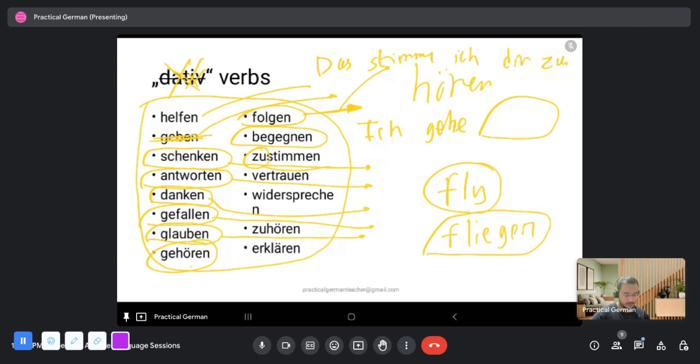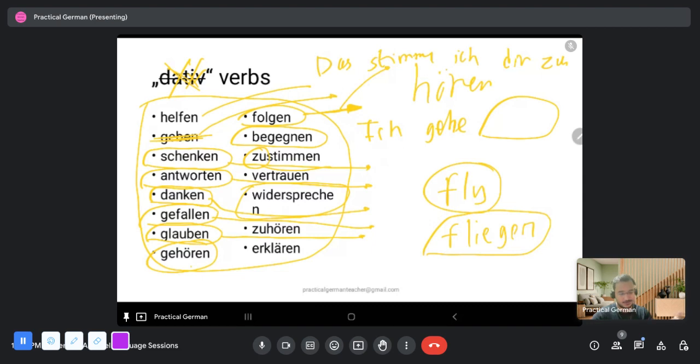Next verb. It's vertrauen. Vertrauen. Meaning, anyone? No. In a relationship, there is something that is very important. What is that thing? Trust. Vertrauen means to trust. Yes. Okay.